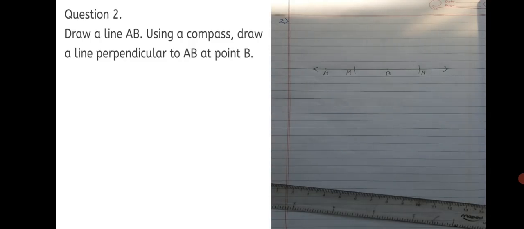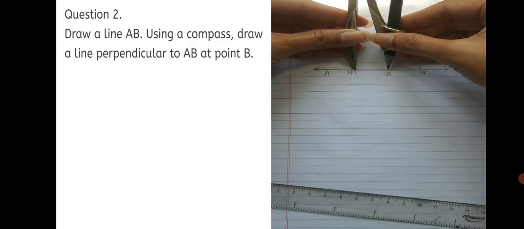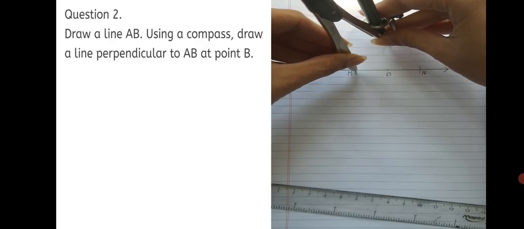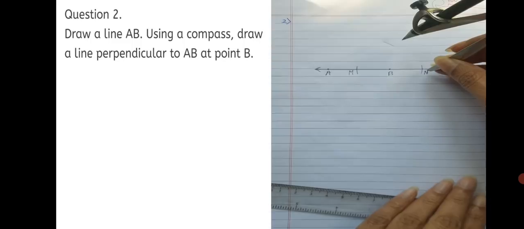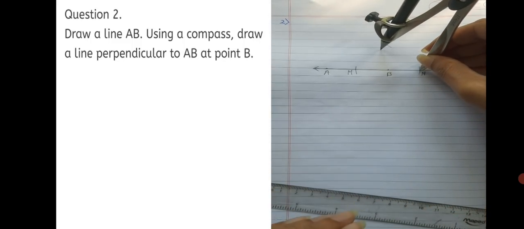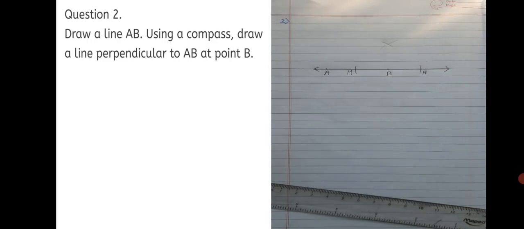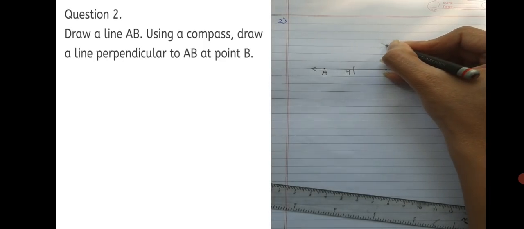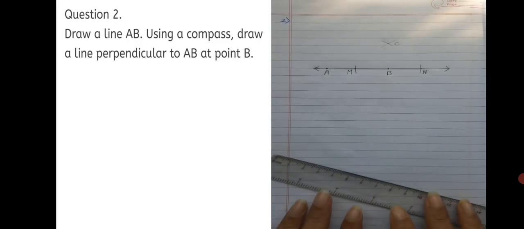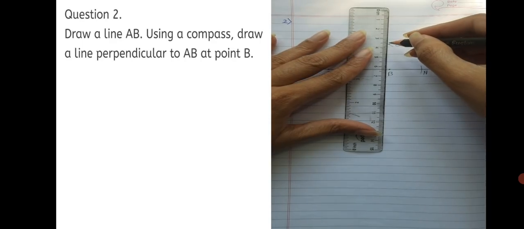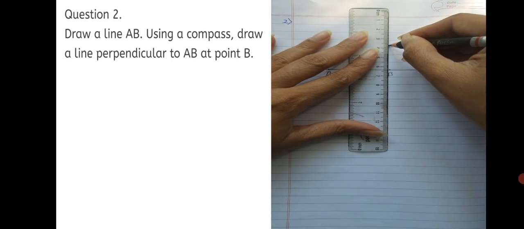Once you have marked the arcs, now take the compass, keep pointer at M, take more than half the distance of MN and mark one arc on top. Now place the pointer on N and mark another arc on top. Now we got an intersection point there, name it. So point C. Now we will join point C to point B and we will get a perpendicular.